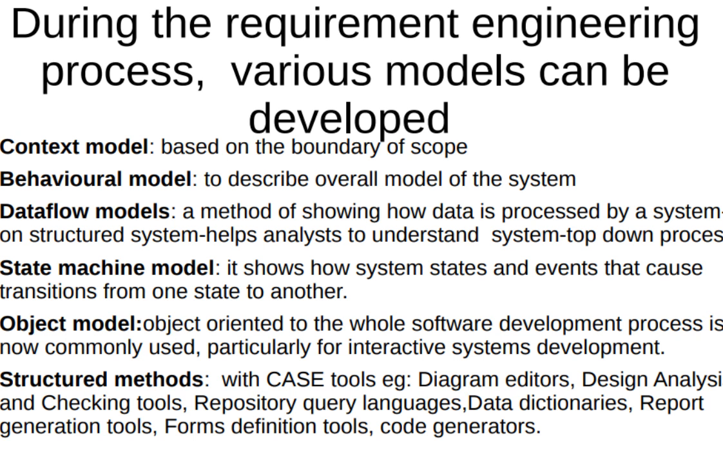And finally, prototypes are normally used to help stakeholders understand what the system will be like. Now, instead of this prototype, there can be different models: context level, behavioral model, data flow models, state machine models, object model, and structured methods are the different models or methods used for the requirement engineering process. Context model describes the requirements based on the boundary of scope for the project.